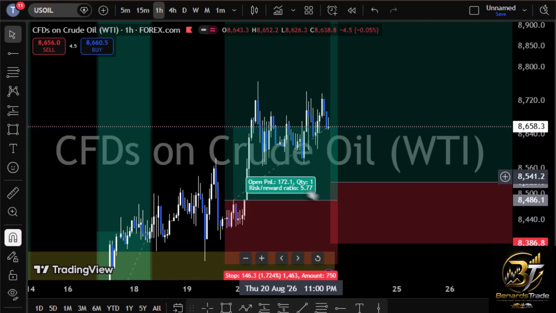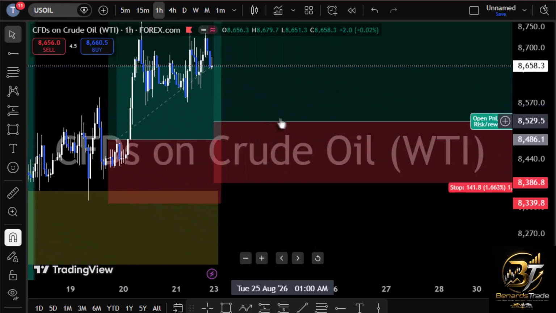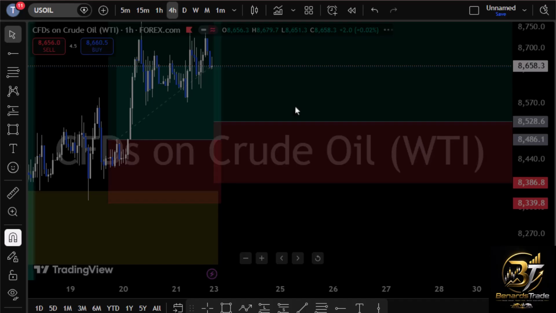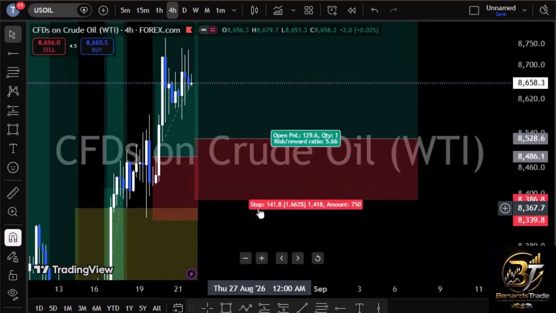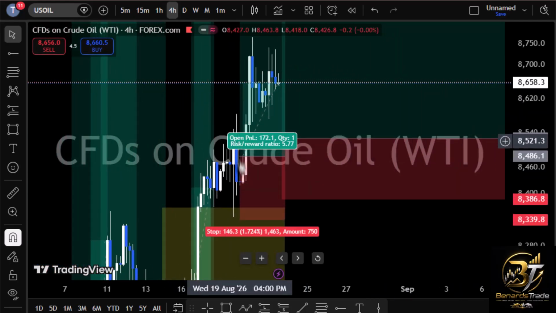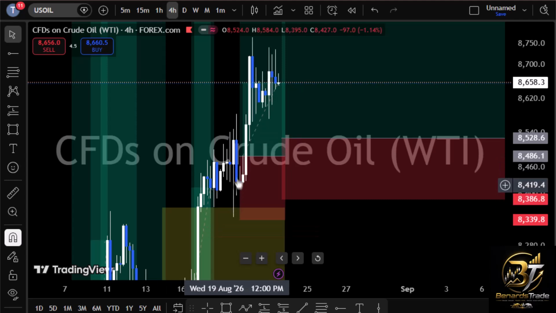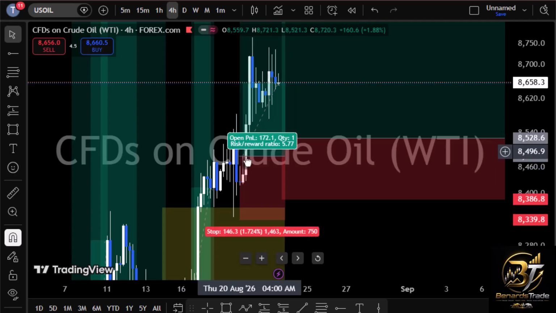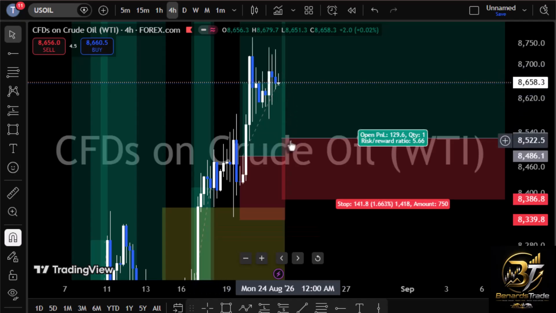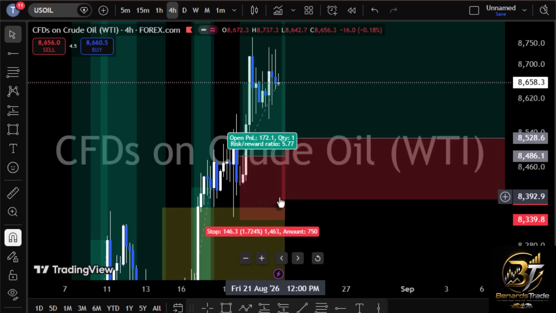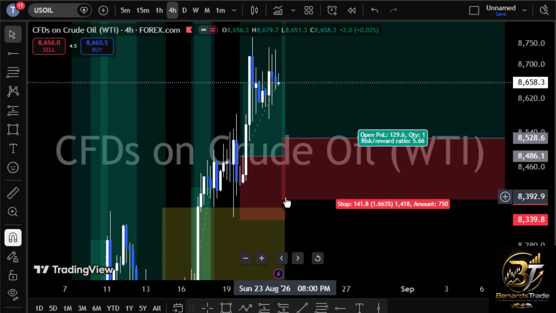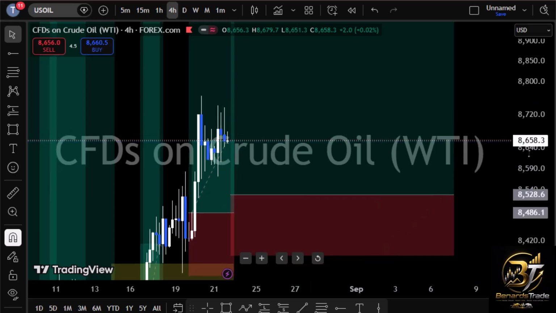So now, why am I looking for it to come to this possible area? Using the 4 hours, I'll categorize this as my order block, and we took liquidity here. We have a displacement here and a fair value gap. So if it drops down into this order block, I would be a buyer, and I can put my stop here and target what high.